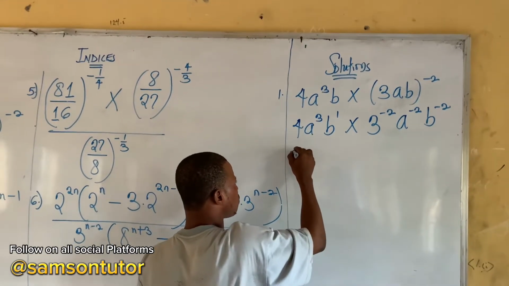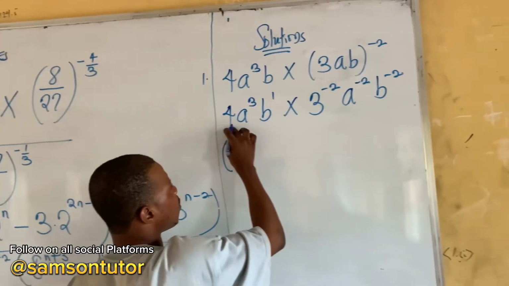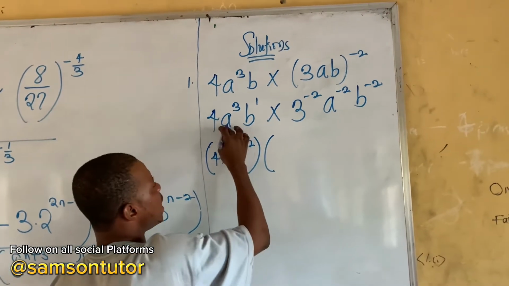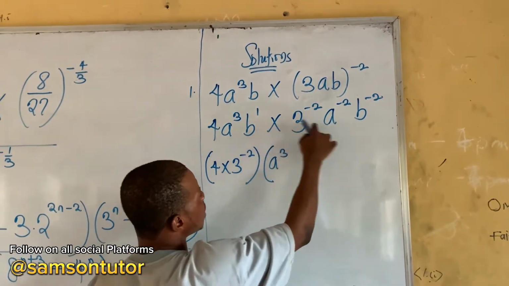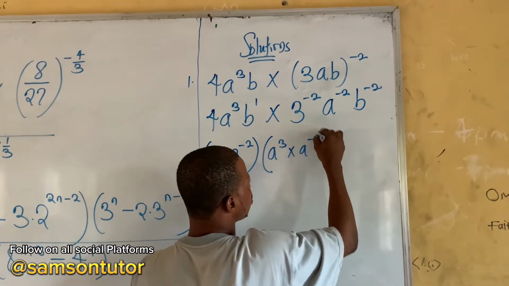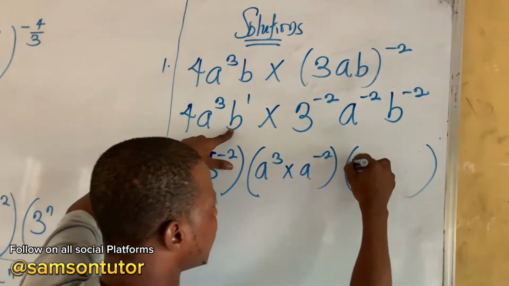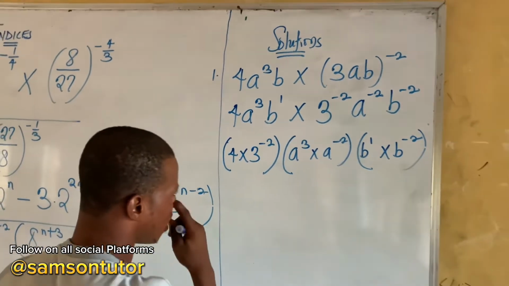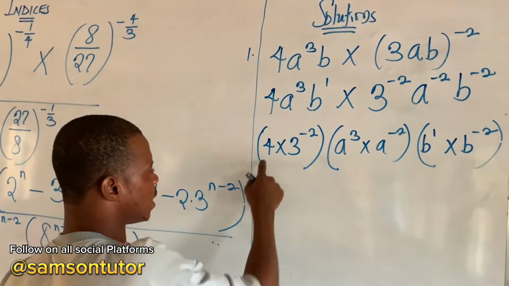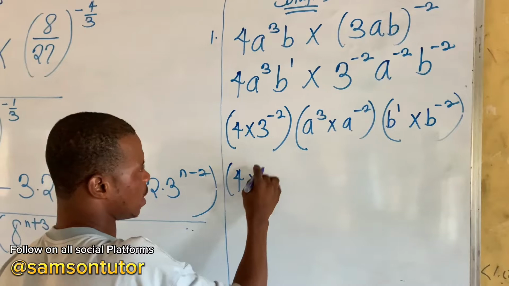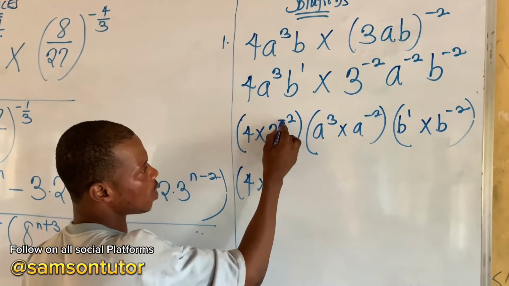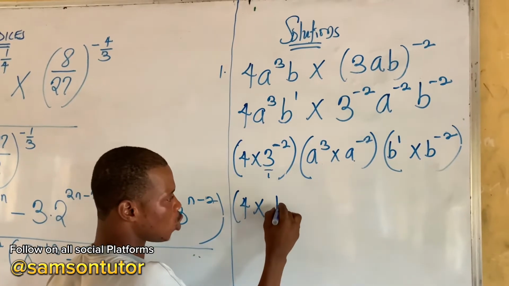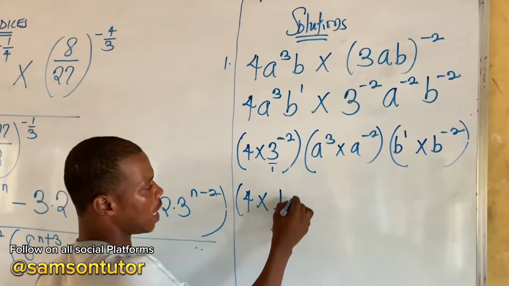So which implies, let us put in bracket 4 times 3 raised to power minus 2. The next one in bracket, a raised to power 3 times a raised to power minus 2. The next one, which says b raised to power 1 times b raised to power minus 2. Now we take them one after the other. So in this instance, we solve 4 times this one. Whenever you have minus, it implies that there's an invisible one here. So to eliminate this minus, you tell them 1 should come up and 3 raised to power 2 should come down. 3 and its base should come down.